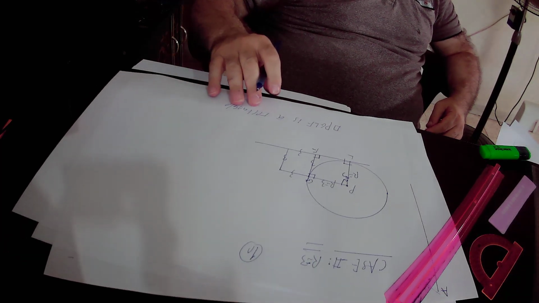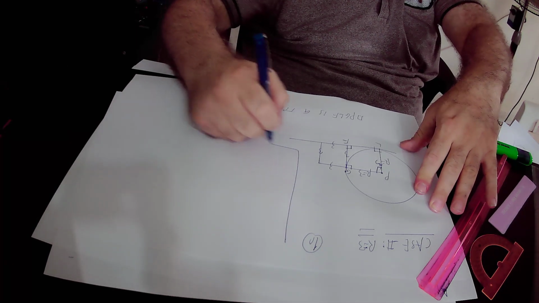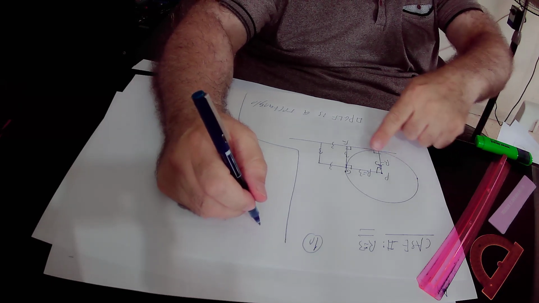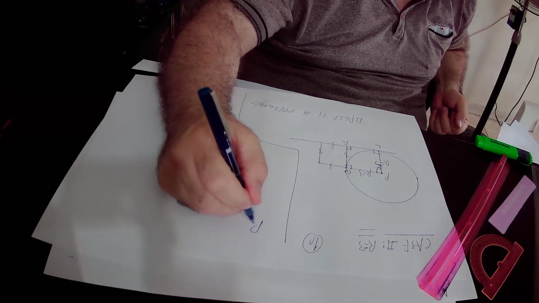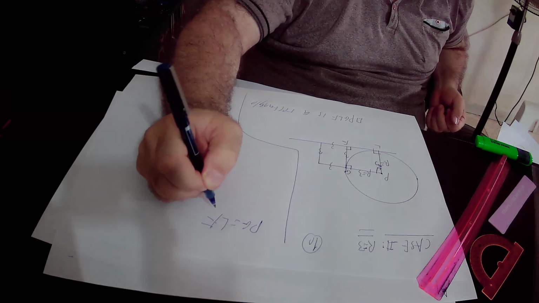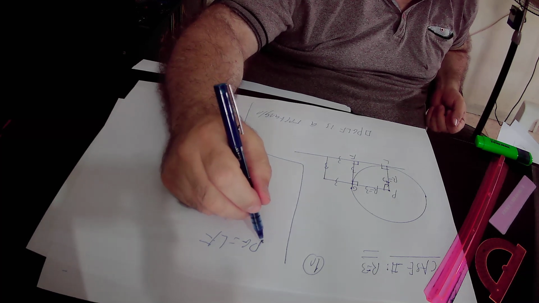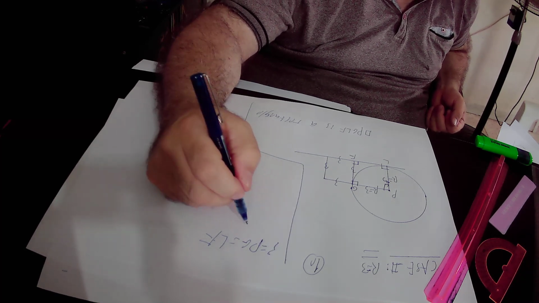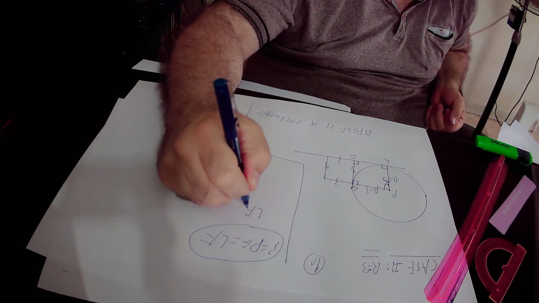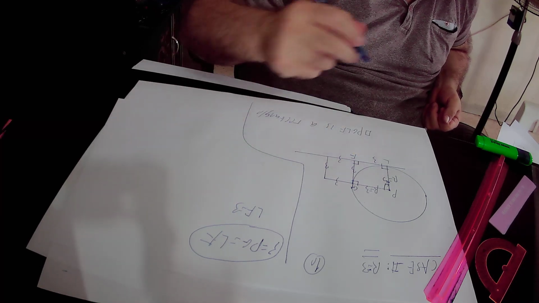And we know that the opposite sides of a rectangle are equal to each other. That is to say, PG is equal to LF. PG is equal to LF, but PG equals 3 units. This is the radius of the circle. So from this equation, 3 equals PG equals LF, we derive that LF is also equal to 3 units.